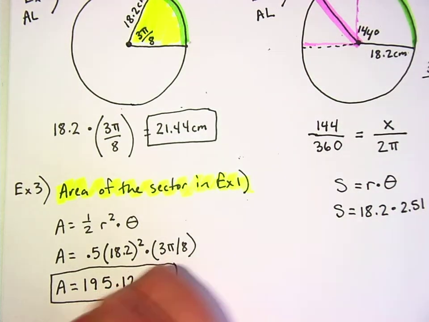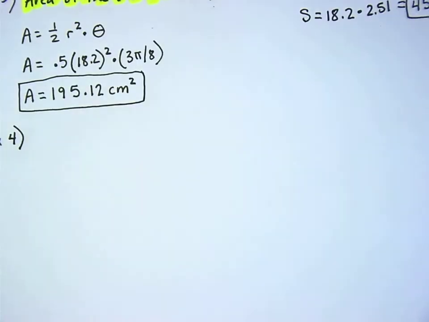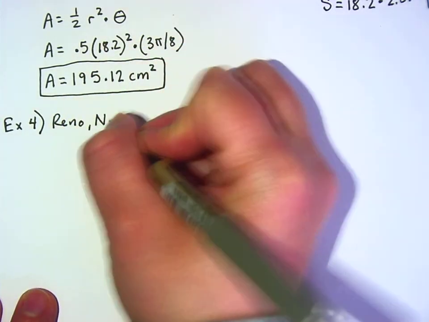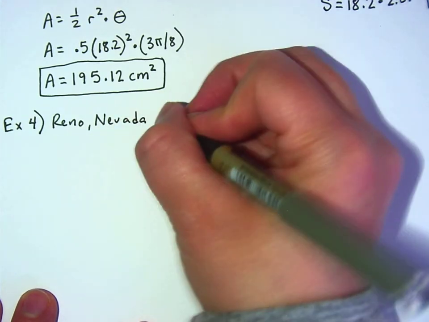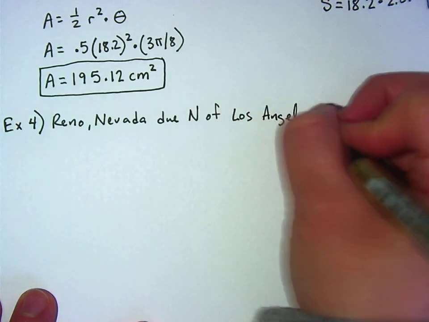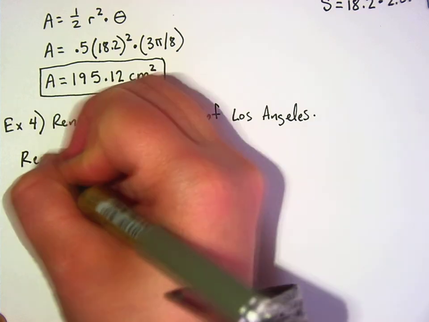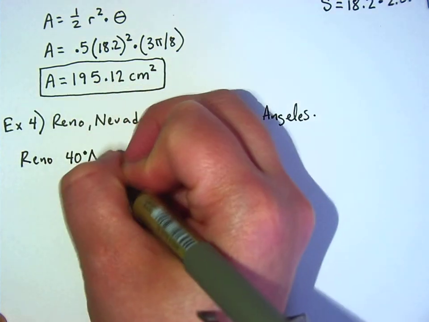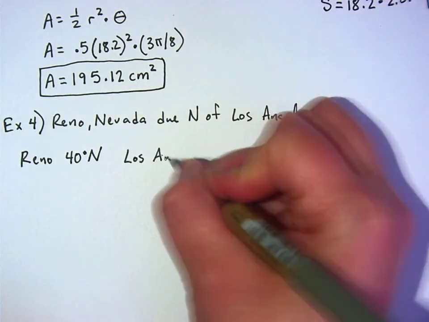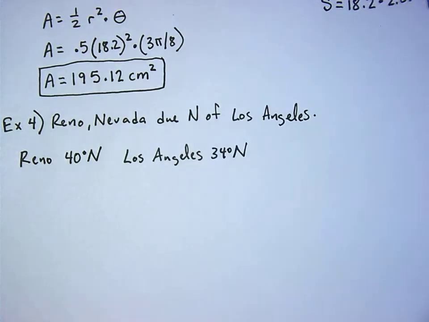All right, so let's talk about a real life application of this. Let's say that you're looking at Reno, Nevada. It is due north of Los Angeles. In fact, if you're looking at latitudes, Reno is 40 degrees north, and Los Angeles is 34 degrees north. So the question is, how far is it between them?